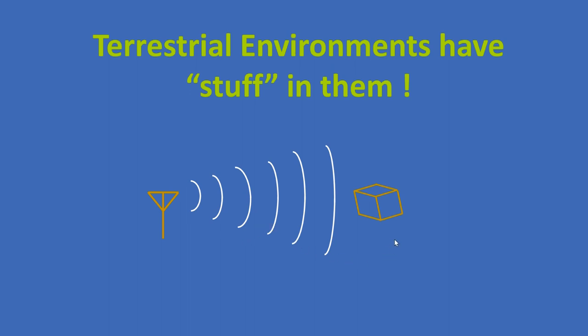What I've added this time is something in the way. There is a box over here. And let's just assume for right now that it's metal. What happens when this radio wave goes by this box?